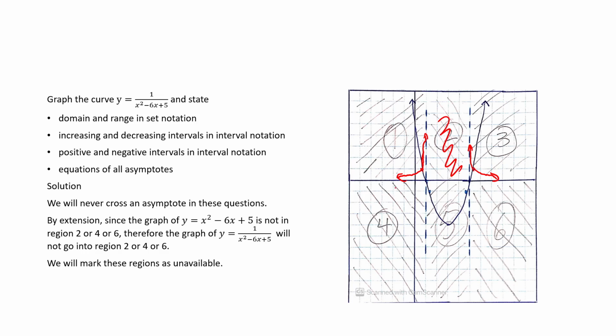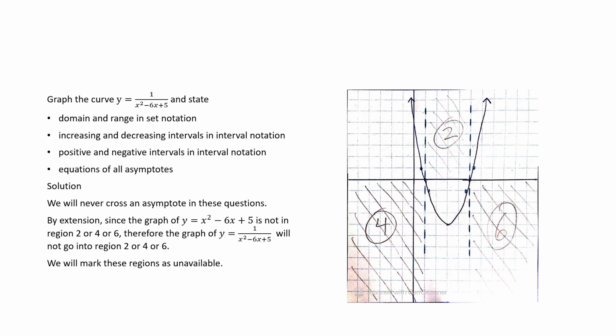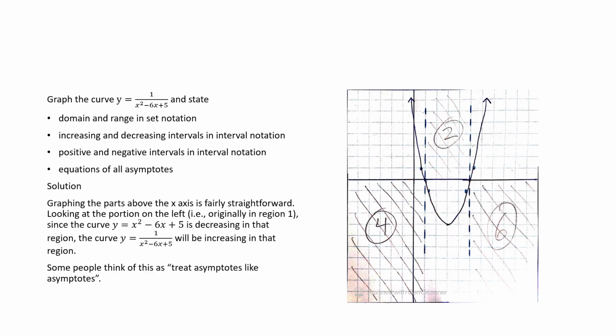Similarly, if you look in region 4, which is everything out here, and region 6, which is everything out here, we see that the parabola itself doesn't go into those regions, and so neither will the curve that we're about to draw. But the parabola does enter into region 5, so we're going to make sure that the curve that we draw, 1 over f of x, will also go into region 5. Okay, so we indicate 4, 6, and 2. Those are out of service for us.